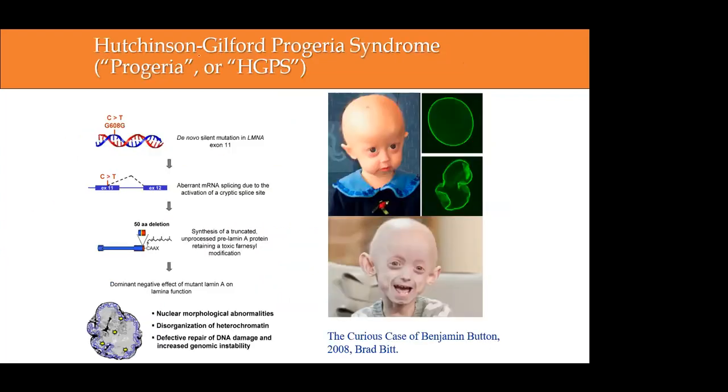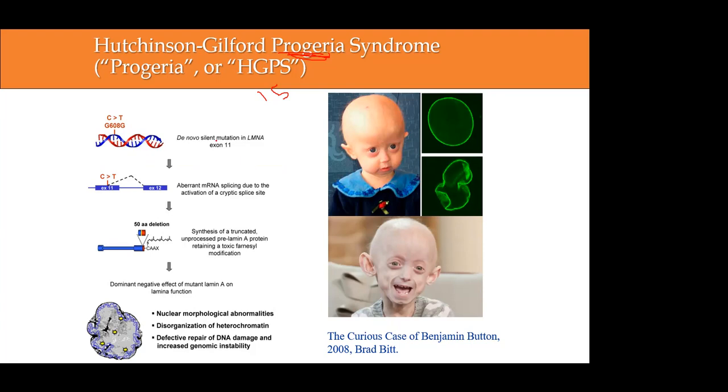Okay, so Hutchinson-Gilford progeria syndrome is an aging syndrome. Basically, the child looks like an older person, and usually they die in their teenage years, like 15 years old. What's the problem? There is a splicing problem here. This is a pathological example.